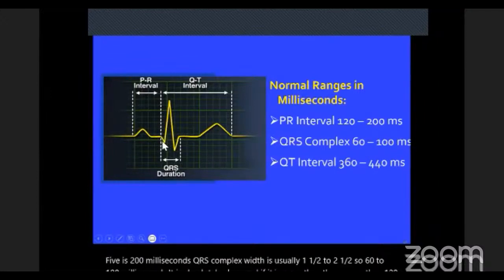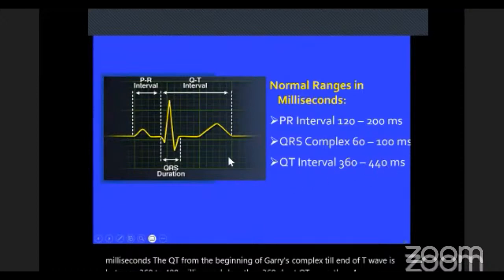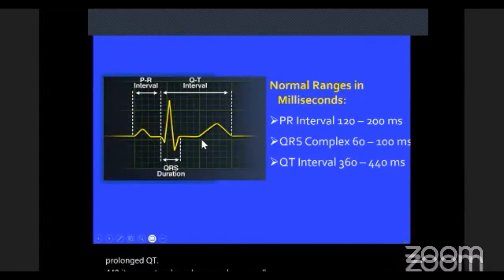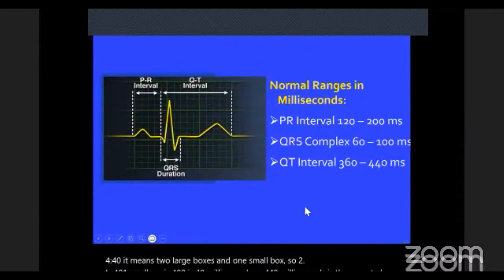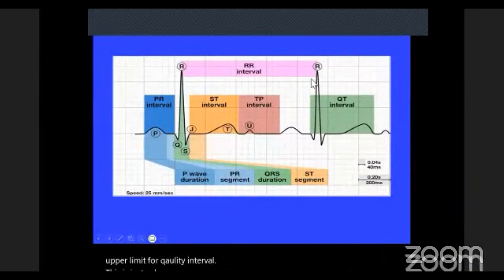The QT, from the beginning of the QRS complex until the end of the T wave, is between 360 and 400 milliseconds. Less than 360 is a short QT, more than 440 is a prolonged QT. And 440 means 2 large boxes and 1 small box. 2 large boxes is 400, and 1 small box is 40 milliseconds. So 440 milliseconds is the expected upper limit for the QT interval. This is just color coded, reminding you of the usual intervals.